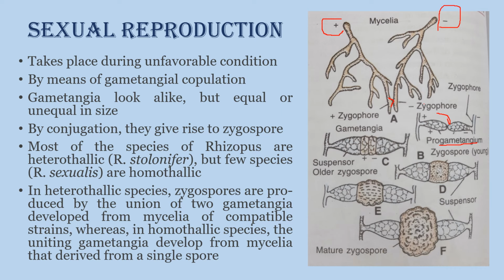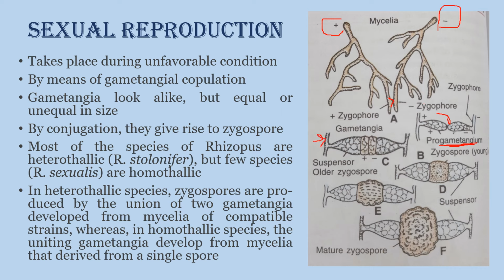It has been found that certain chemicals are released only when the opposite strain of mycelium comes in close contact. Once the opposite strains come in close contact, a type of protuberance called the progametangia is formed towards the opposite strain mycelium.